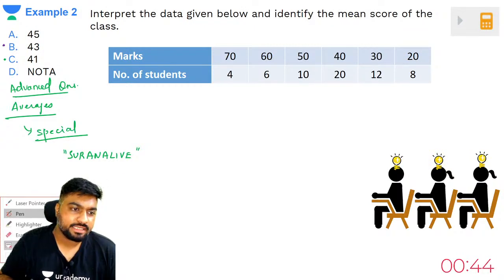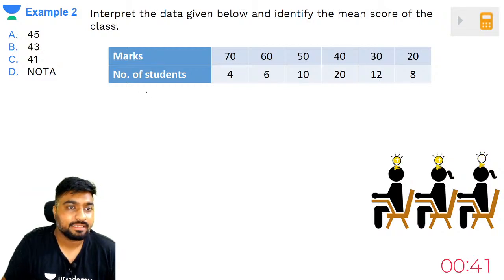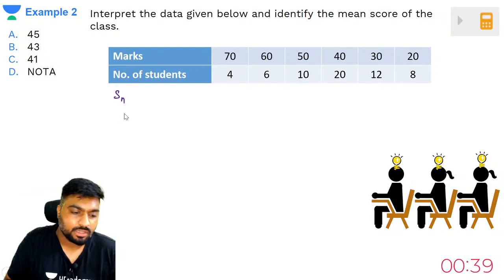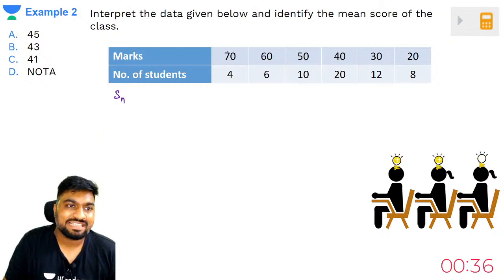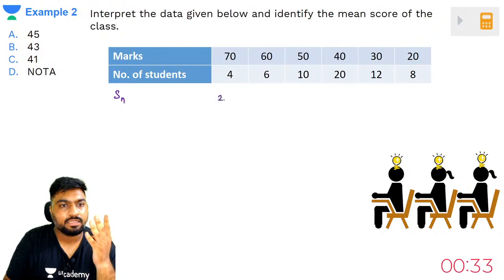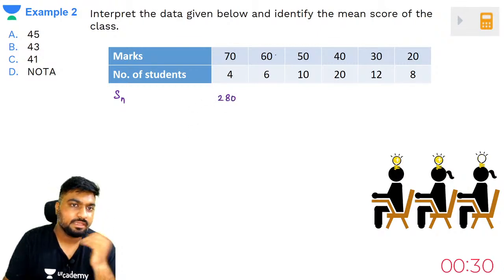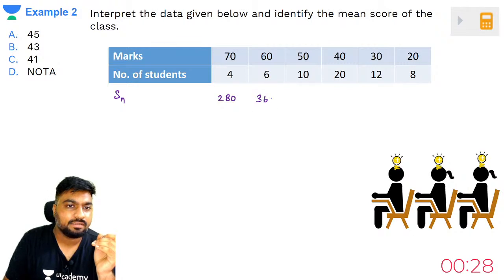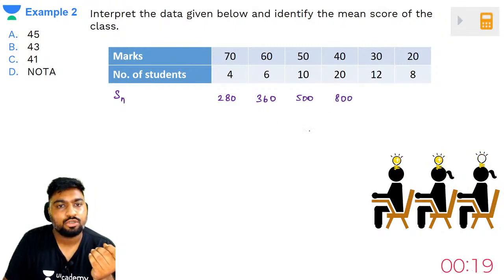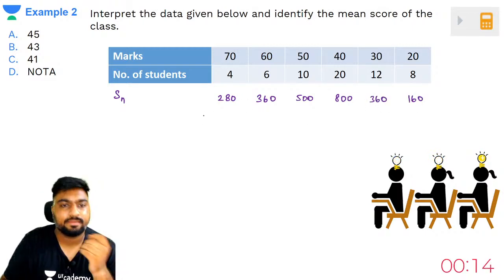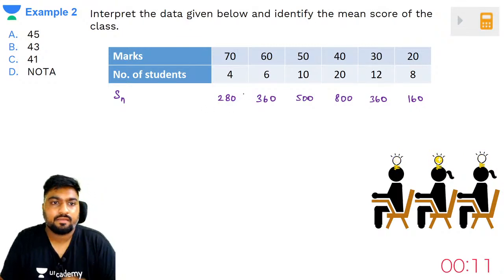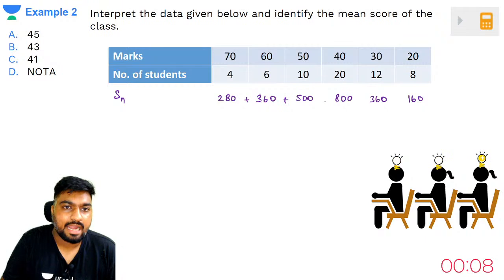So we don't have a choice here. In a question like this, you're going to have to find the sum of total marks. 70 marks were scored by 4 people, that means 280 marks. 60 marks were scored by 6 people, that is 360. 50 marks were scored by 10 people, 500. 40 marks were scored by 20 people, 800. This is another 360. This is 160. Our duty is going to be to add all of these.